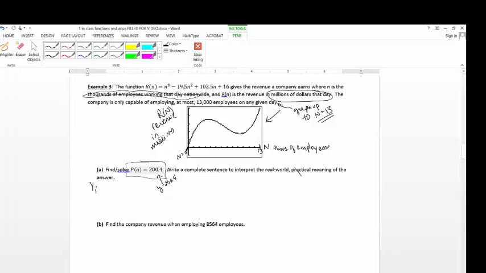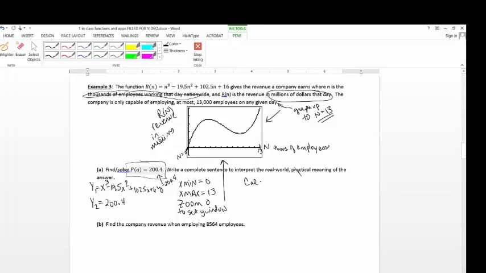You could put in y1 equals the original function, x cubed minus 19.5x squared plus 102.5x plus 16, and we're trying to find when it reaches a height of y equals 200.4. Then for your viewing window, our x min is 0, our x max is 13, and you could then hit zoom fit or zoom 0 to set the y window. And you should see a graph like this.